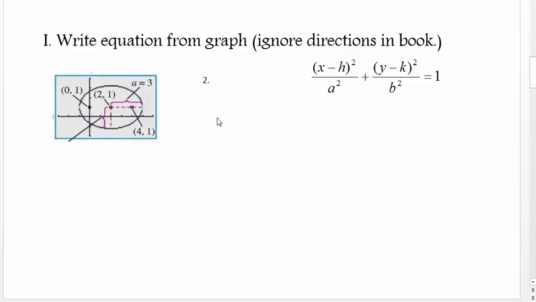Same idea. Let's find first our center. It's marked for us in this graph, so we don't have to figure it out. It's at 2, 1. So x minus h, so minus 2, plus y minus k, which was 1. So this is minus 1.